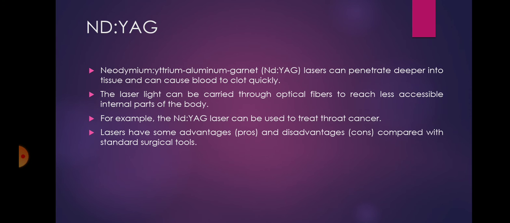Then move on to the Nd:YAG laser. The Nd:YAG laser is used to penetrate deep into the tissues. It can stop bleeding quickly. The laser light can be carried through optical fibers to the internal parts of the body. For example, the Nd:YAG laser can be used in throat cancer treatment. The laser has some advantages, that is the pros of laser surgery. Then the disadvantages, the cons of laser surgery.